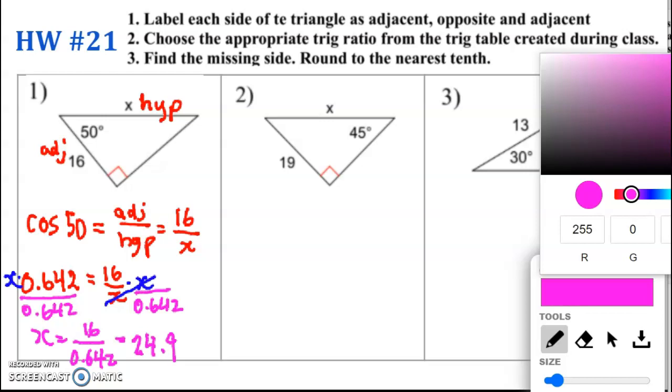Does that look reasonable? Yes, because the hypotenuse should be longer than the leg. Okay, so x is 24.9 units. All right, then let's go on to the next problem.